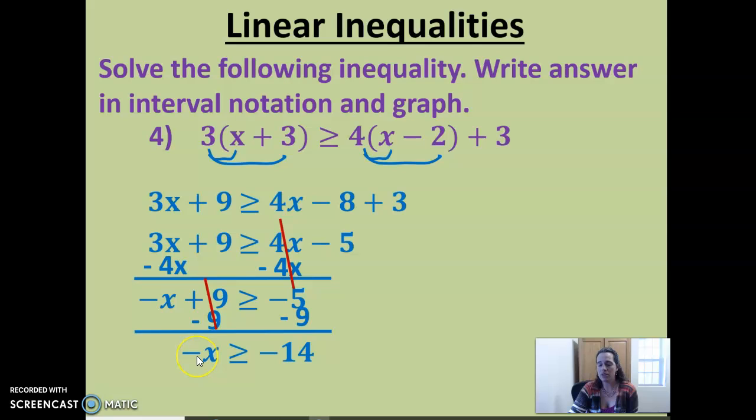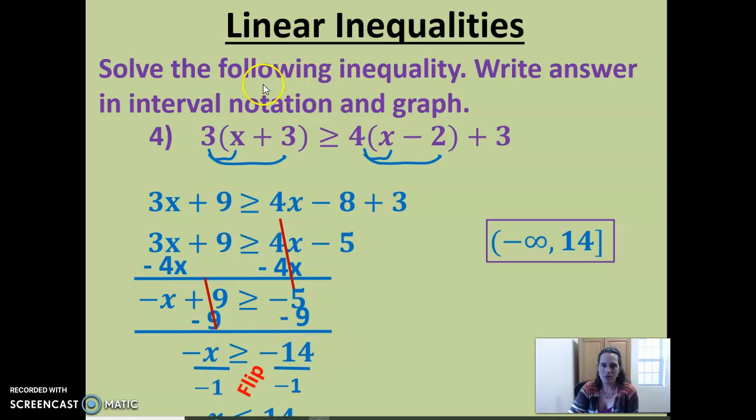Now, we do have to get rid of the negative with that x. Technically, it's a negative 1 being multiplied by the x. So let's divide by negative 1. Now, dividing by a negative, you do have to flip that inequality. So now we are looking at x is less than or equal to 14.